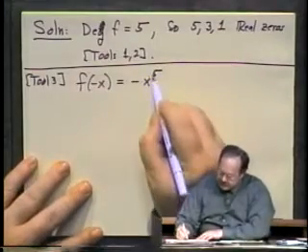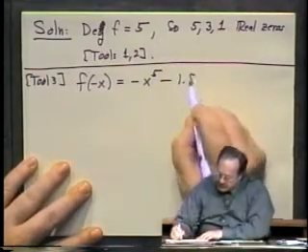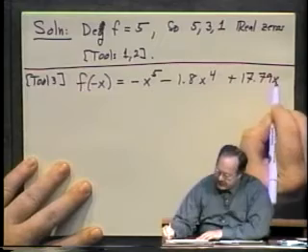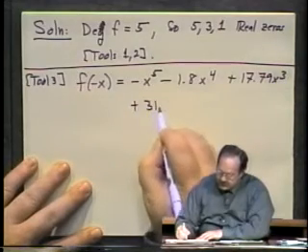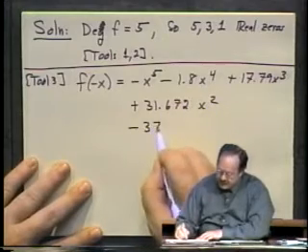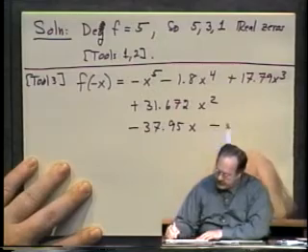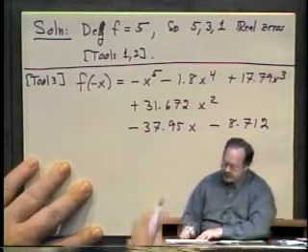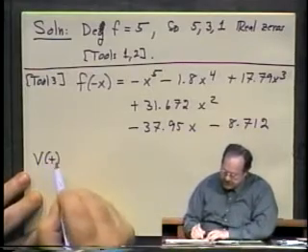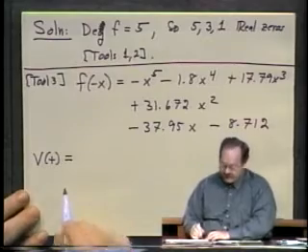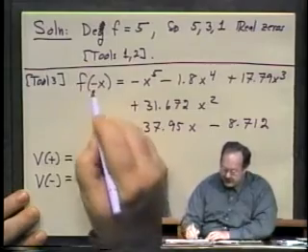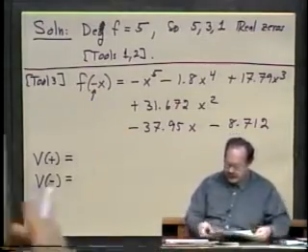I get minus x to the fifth, as I said I would get, minus 1.8 x to the fourth, plus 17.79 x cubed, and then plus 31.672 x squared, no change there, minus 37.95 x, minus 8.712. And then having this, I want to evaluate v plus, which was the number of variations in the original function f of x, and v minus, which is the number of variations in this f of minus x that I have just calculated.